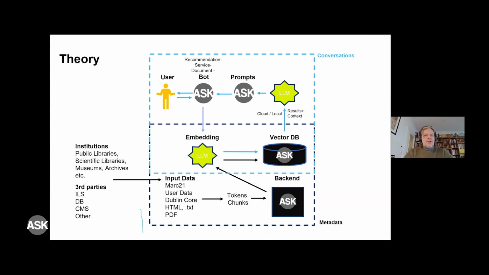So we collaborate with institutions, public libraries, scientific libraries, museums, archives. And as I just said, rarely do we get the data that we use to create the chats from them directly, but we use existing databases of IT centers, library management systems, sometimes even the CMS, the content management system of the websites, especially when it's about service questions. And these data arrive in different forms. So MARC 21 is our standard format, which is widely used with our partners.